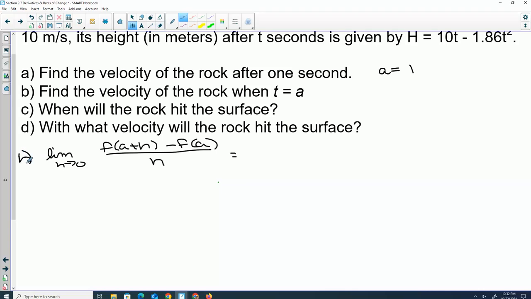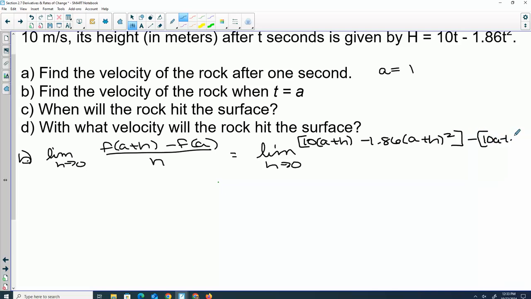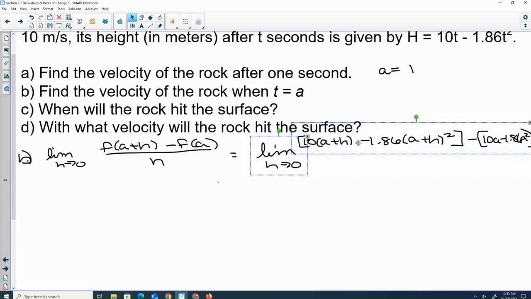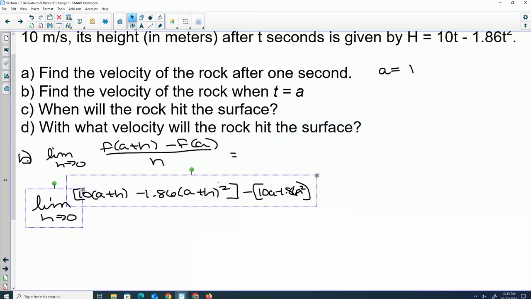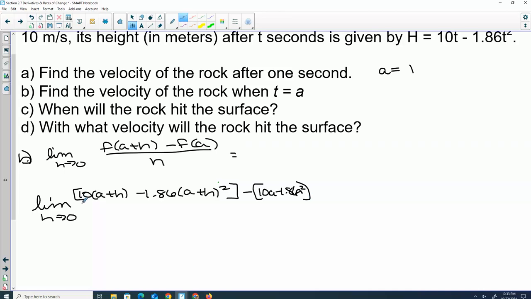So the velocity at time A, we're just doing this limit: the limit as H approaches 0 of f of A plus H, where you go to your equation and replace the t's with A plus H, minus f of A, so 10A minus 1.86A squared, all over H. Sorry, I ran out of space. I have to rewrite this.